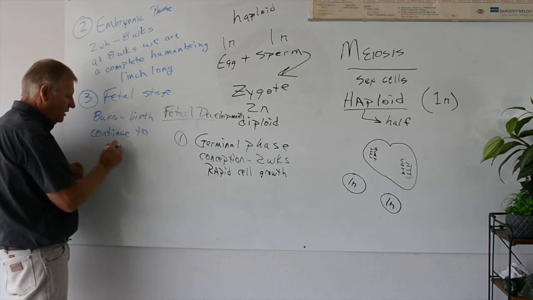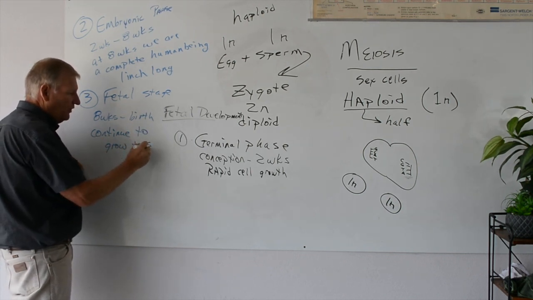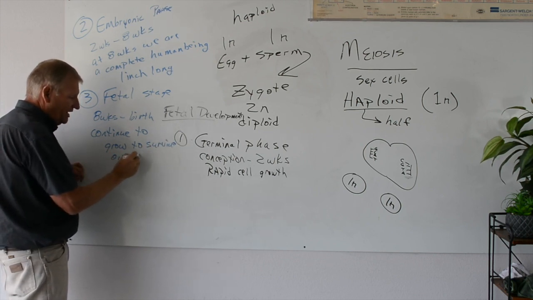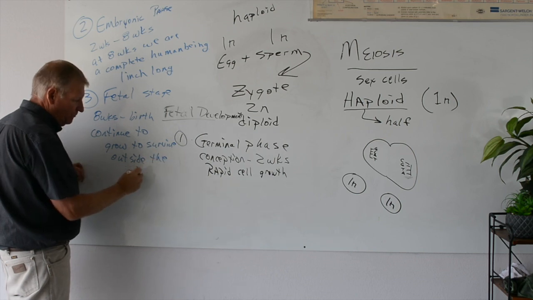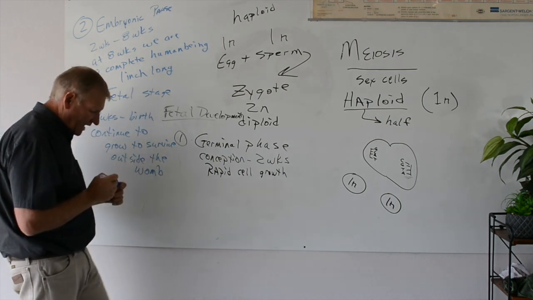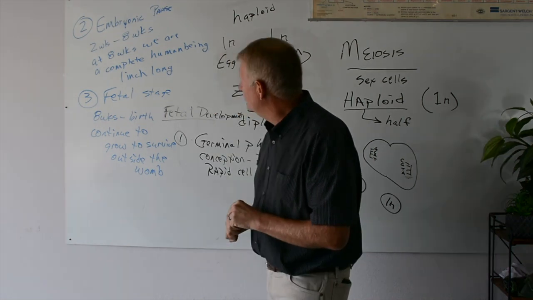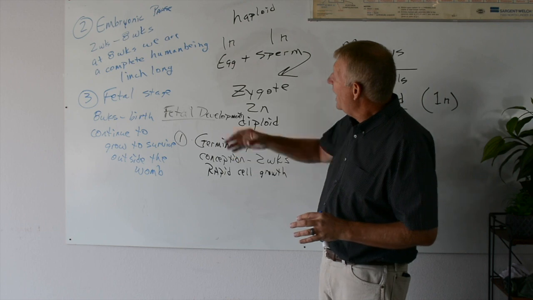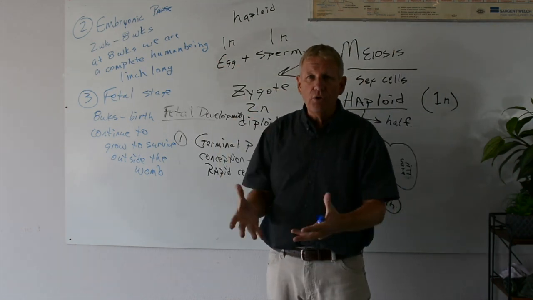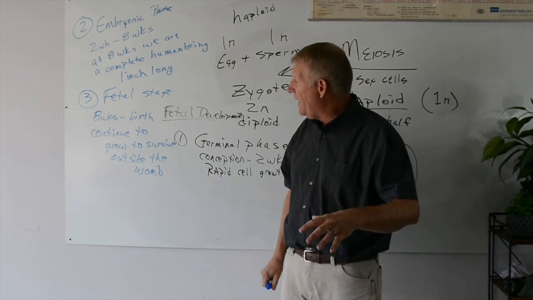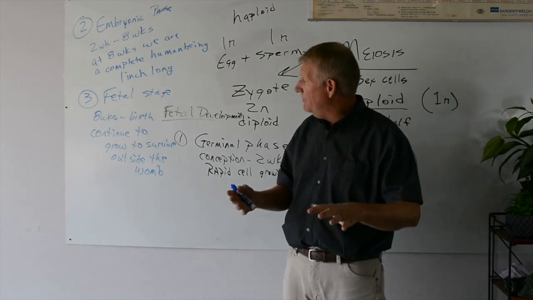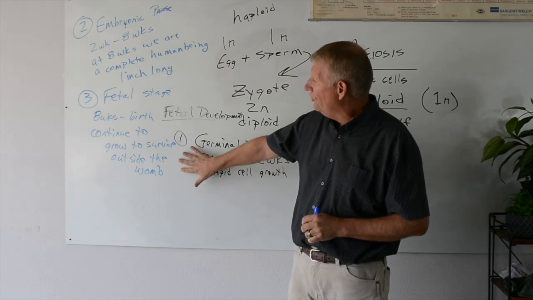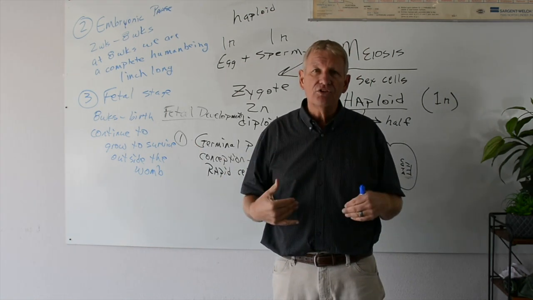to grow, to survive outside the womb. So that's what the fetal stage is. We spend the rest of the time in a 9-month gestation period. After 8 weeks, we begin to grow and grow and grow. So if we have a baby that's not ready to survive in the outside temperature, they might have to be in an incubator when they come in. But the fetal stage just grows and grows until the baby can survive outside the womb.